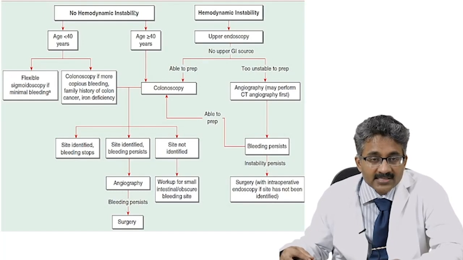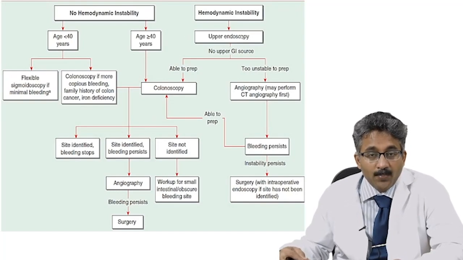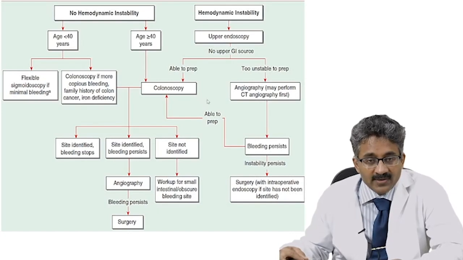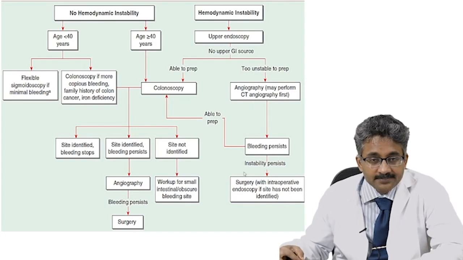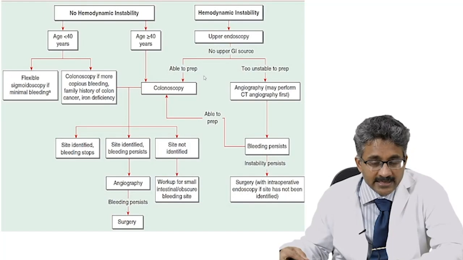So, no hemodynamic instability, less than 40, sigmoidoscopy. No hemodynamic instability, more than 40 years, colonoscopy. After colonoscopy, if the site is still not identified, you can go ahead with the angiogram and surgery and obscure bleeding workup. If hemodynamic instability, do upper endoscopy along with colonoscopy. If able to prepare; if not able to give the preparations, then angiogram, then surgery. This is how you approach and manage the case of lower GI bleeding.